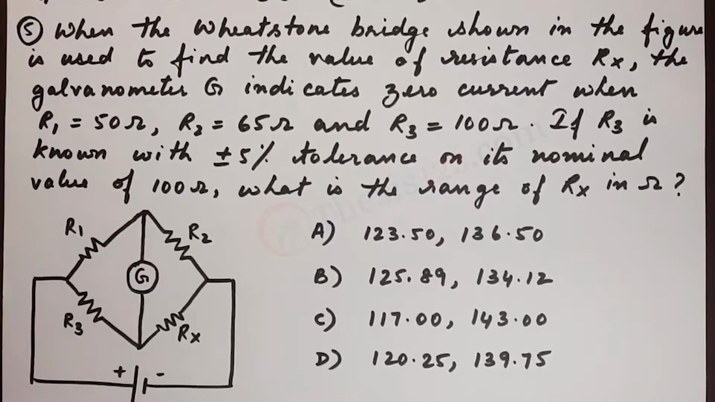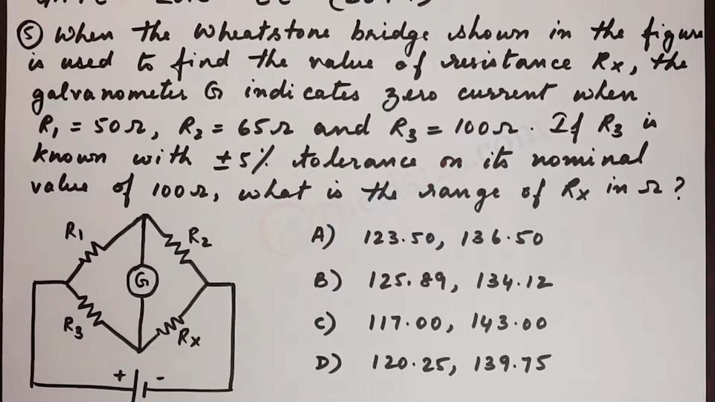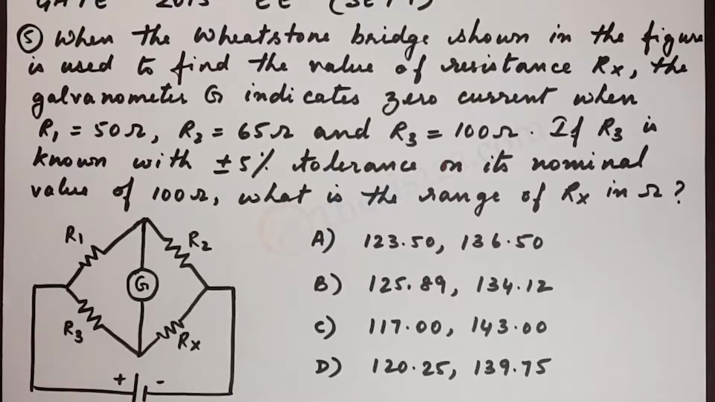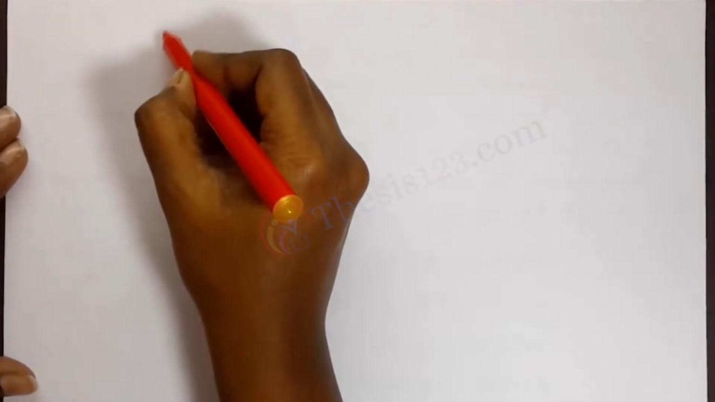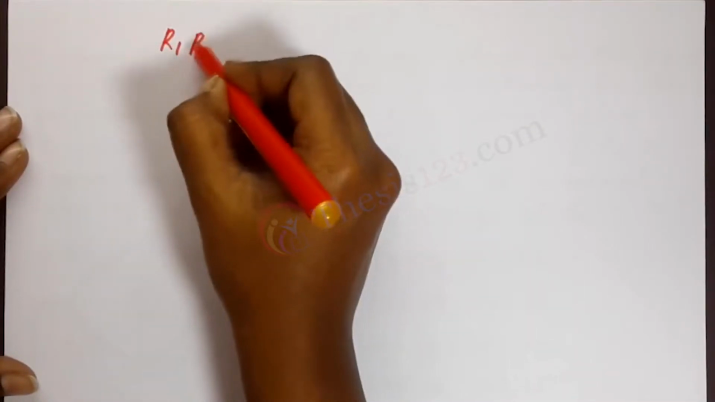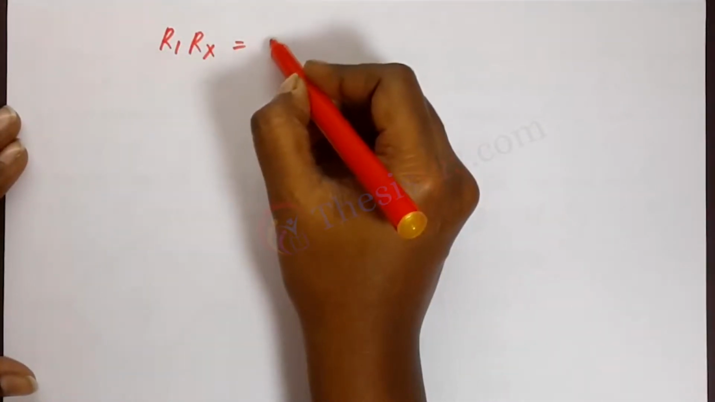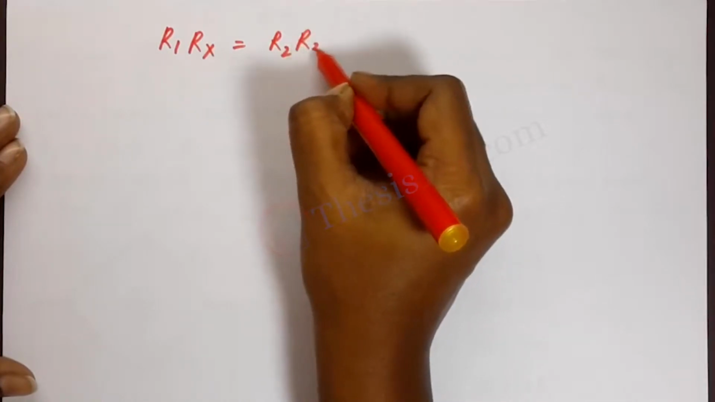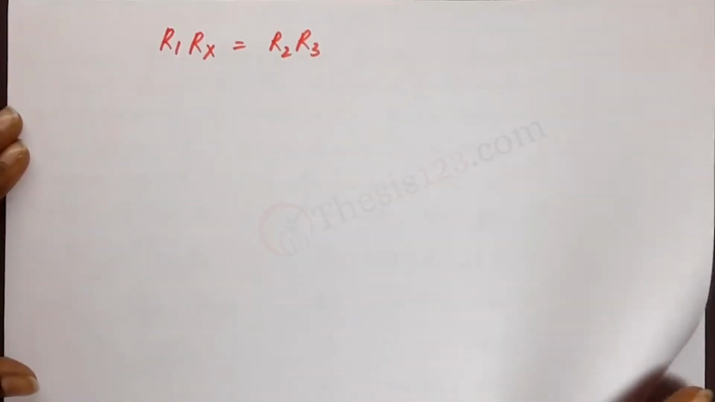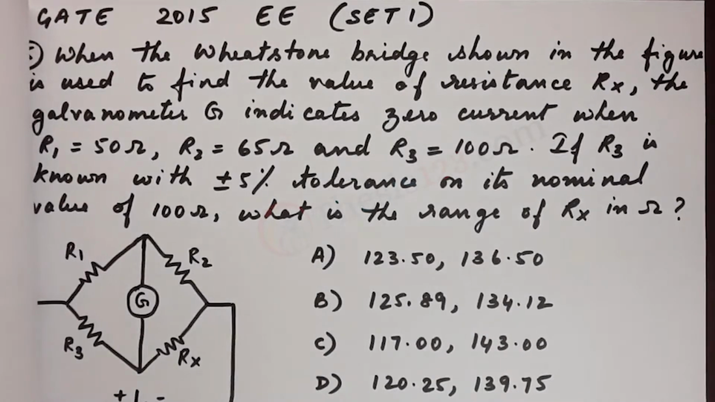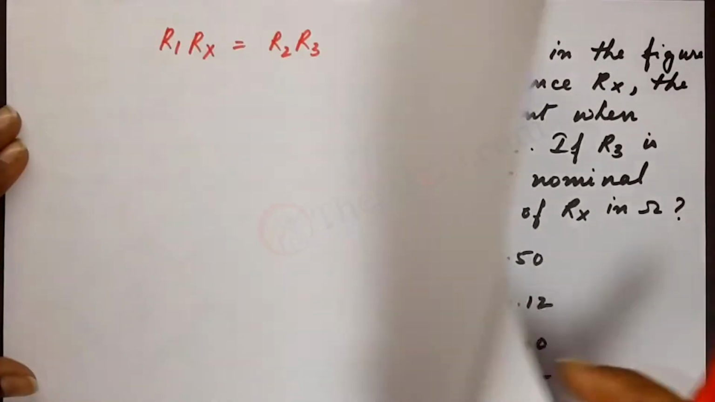Now, in order to solve this, the first thing we do is to write down the expression when the bridge is in balance. So I'll write it here. The bridge is in balance when we have the expression of resistances as R1 Rx equals R2 R3. So if you look at your figure given, R1 into Rx is equal to R2 into R3. Only then the bridge is in balance.